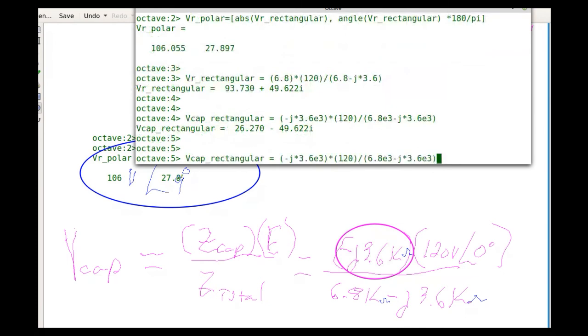Of course, that's in rectangular form. So now I'm going to recall this equation for the resistance, and I'm just going to change it. It was VR everywhere, I'm just going to change it to capacitor, cap.